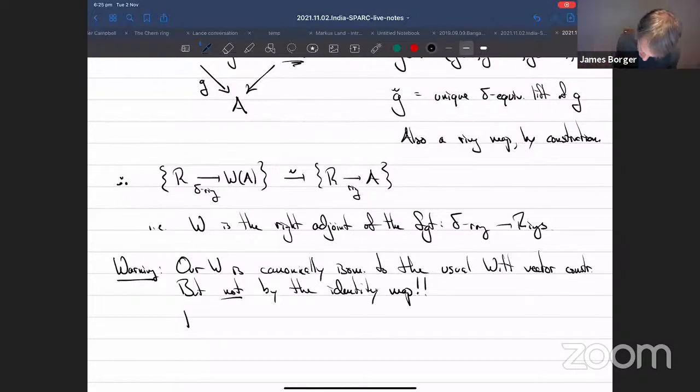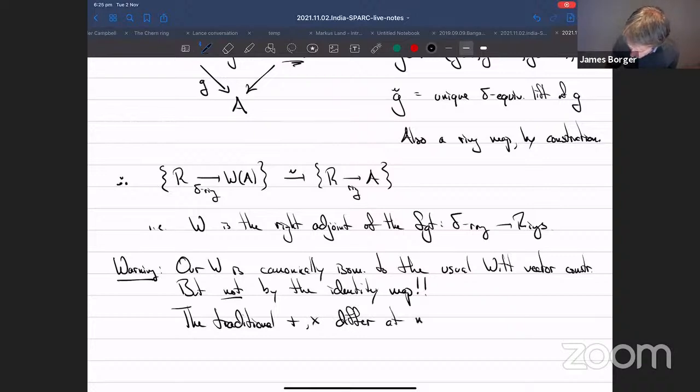So the traditional plus and times differ at n equals 2 and beyond. That might sound kind of weird, but actually it makes a lot of sense. But that's what I'll start talking about next time.